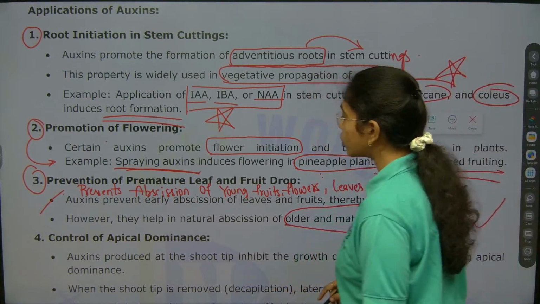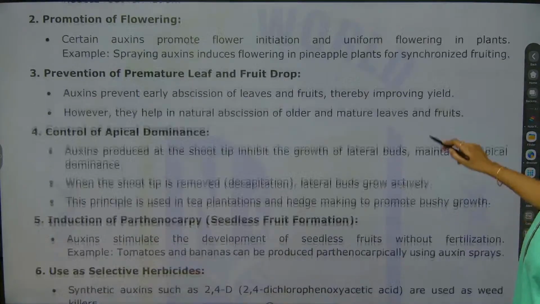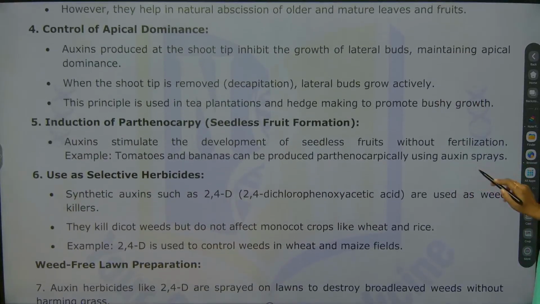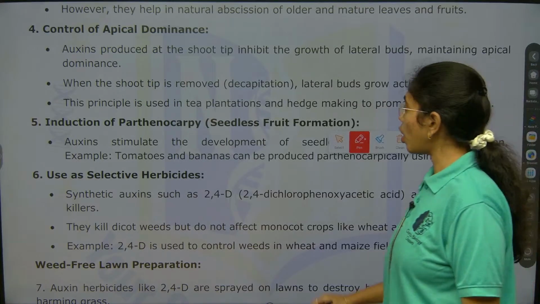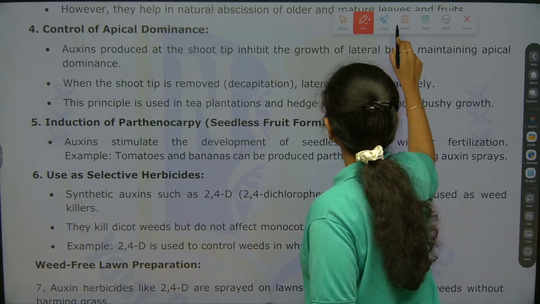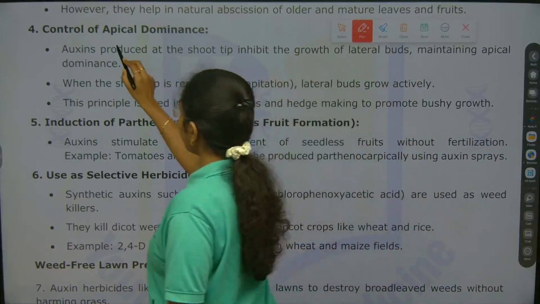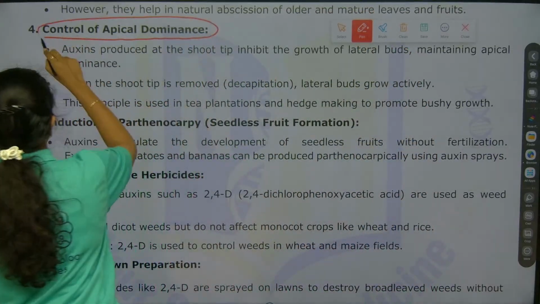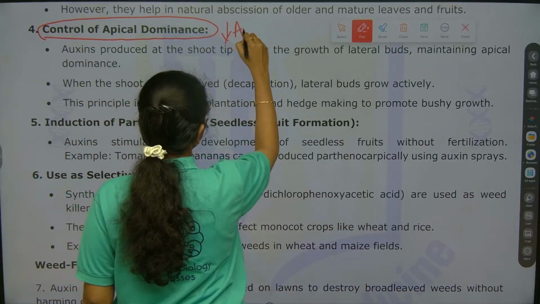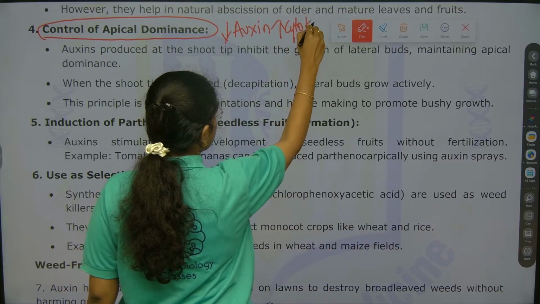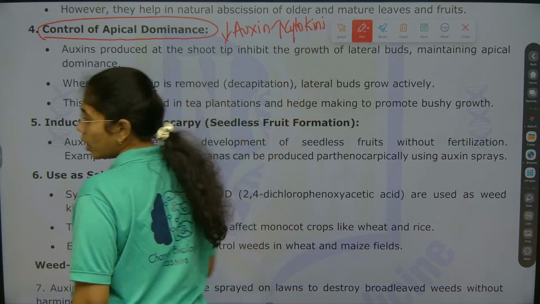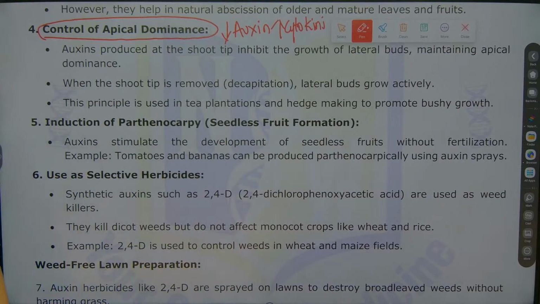And then this is the control of apical dominance. How can we control apical dominance? Apical dominance is a feature where auxins promote the growth of apical buds and inhibit the growth of lateral buds. So apical dominance is controlled by decreasing the auxin levels and increasing cytokinin levels. Fine, right? So here you see decreasing auxin and increasing cytokinin level.